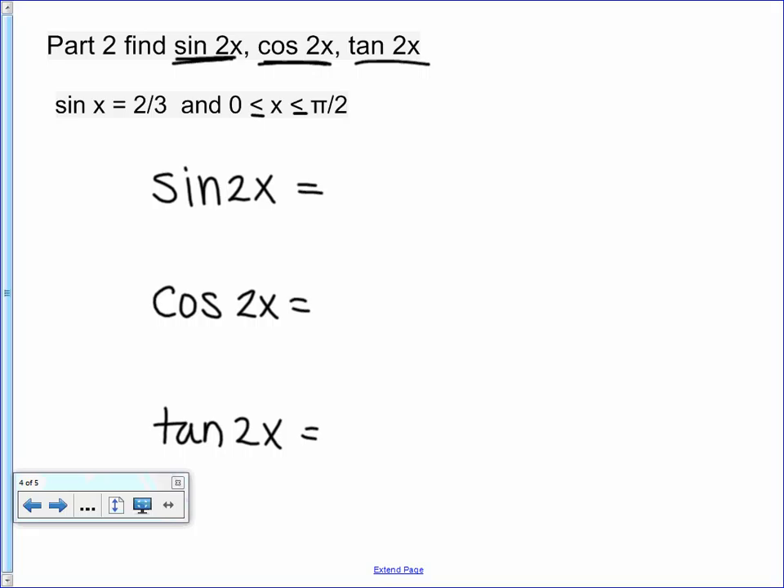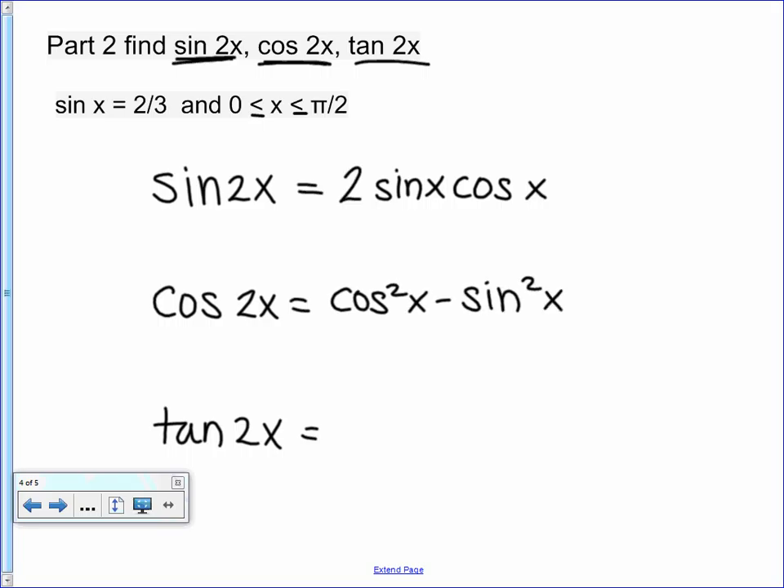So, the first thing I'm going to do is write a formula down for each one. There's only one for this one. Top right-hand corner, there's only 2 sine of x, cosine of x. You have 3 choices for this one. I'm going to use the first one: cosine squared x minus sine squared x. Tangent, I'm not going to use the one they gave you. I'm going to use the new one that I have. Isn't tangent sine over cosine? So isn't it sine 2x over cosine 2x?